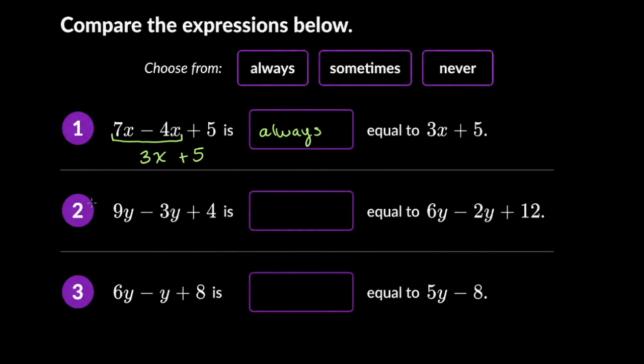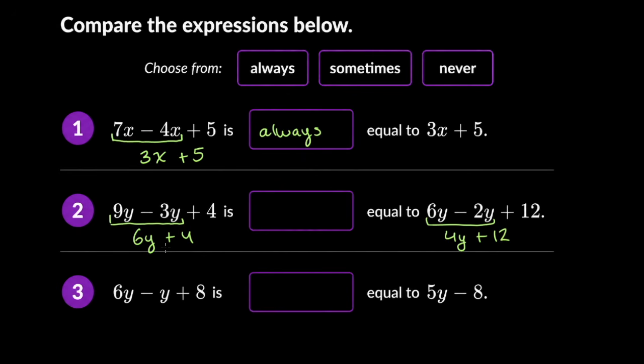All right, let's do this next one. 9y minus 3y plus 4, and we have all this business on the right. Well, let's simplify both of these. If I combine 9y and this negative 3y, I get 6y, and then I still have that plus 4 there. Here, if I have 6y minus 2y, I have a 4y, and I'm going to have plus 12. So these aren't identical expressions.